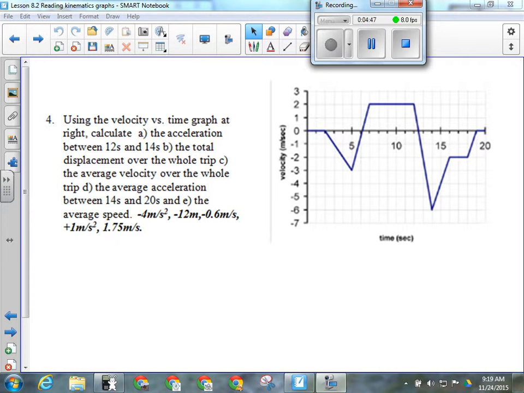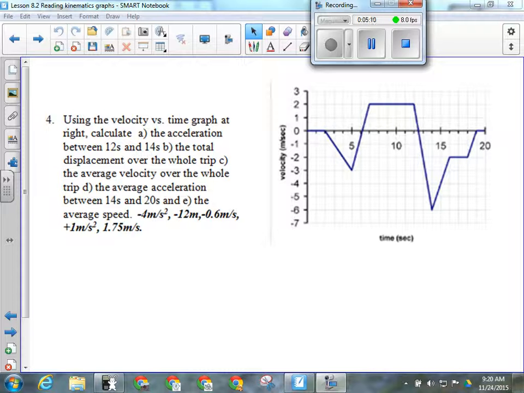Okay, so yesterday, if you recall, we talked about how we could calculate acceleration from these kinds of graphs. We said that acceleration is the rate of change of velocity, which means it's the change in velocity divided by time. In other words, the slope of a line on this graph.